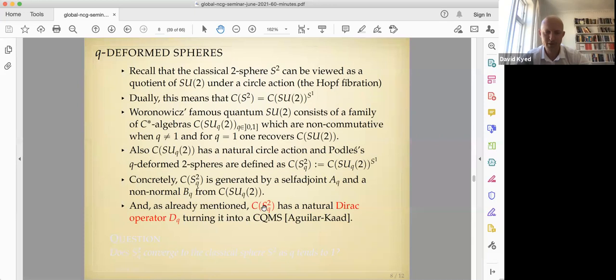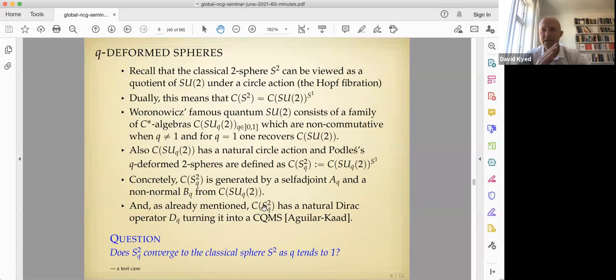space. And the way that I have set the stage right now, there is one question that is staring at you, namely, will these q-deformed spheres with their quantum metric structure actually vary continuously as q varies, so that we can say that the Podleś spheres do converge to the classical two-sphere with its round metric when the deformation parameter q tends to 1? And this is what we set out to investigate, and it turned out to be difficult.